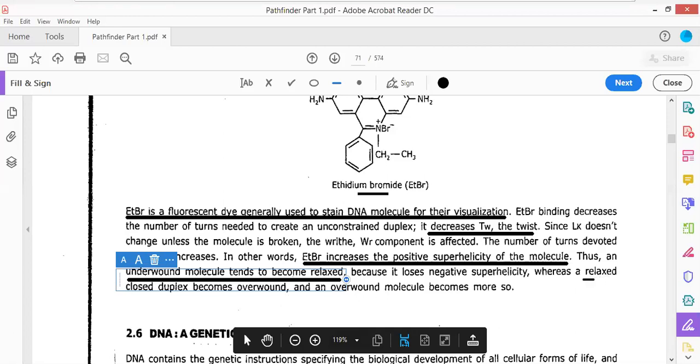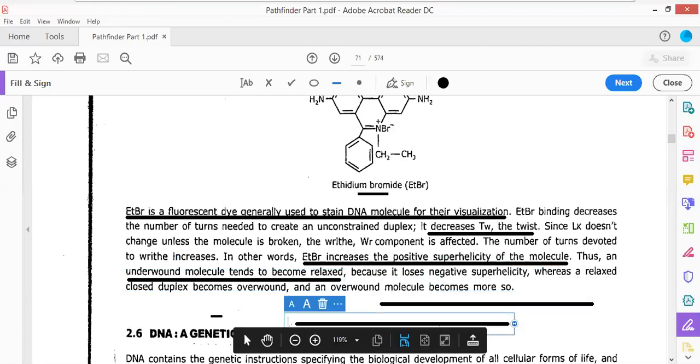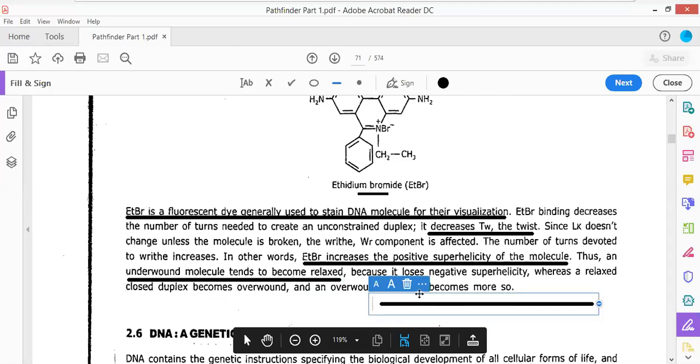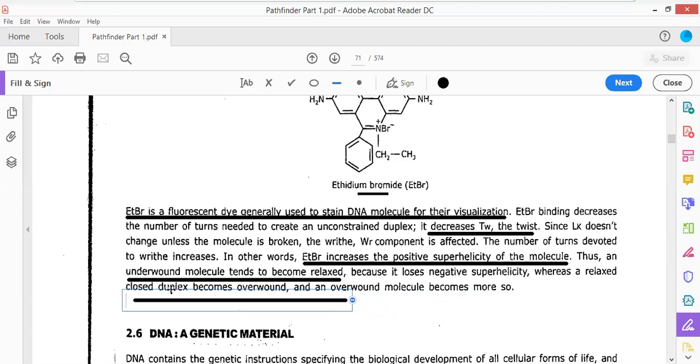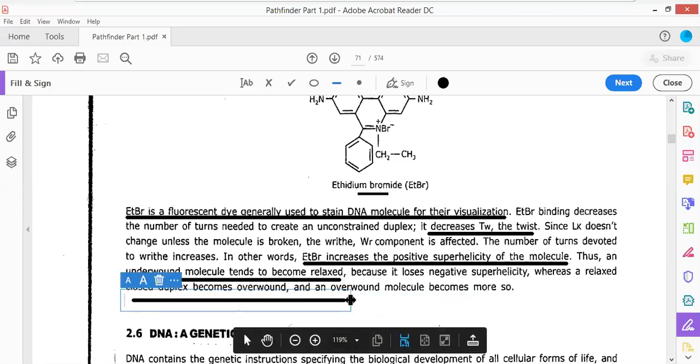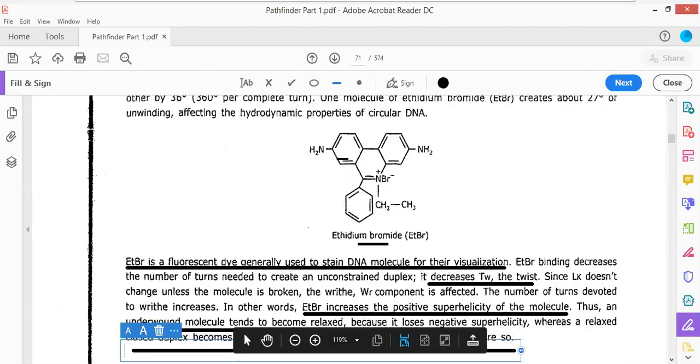Whereas the relaxed closed DNA duplex becomes overwound. When you take a relaxed DNA molecule, what would be the function of ETBR now? Now the ETBR will cause the relaxed molecule to be overwound. That means it will cause positive supercoiling to be introduced, okay.